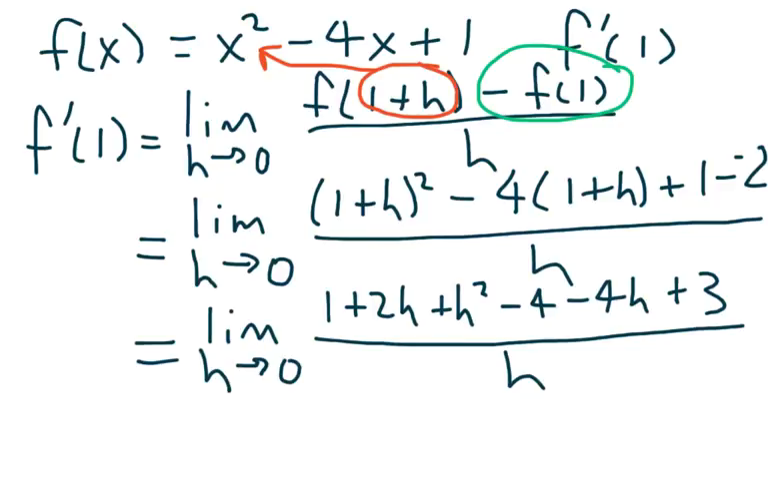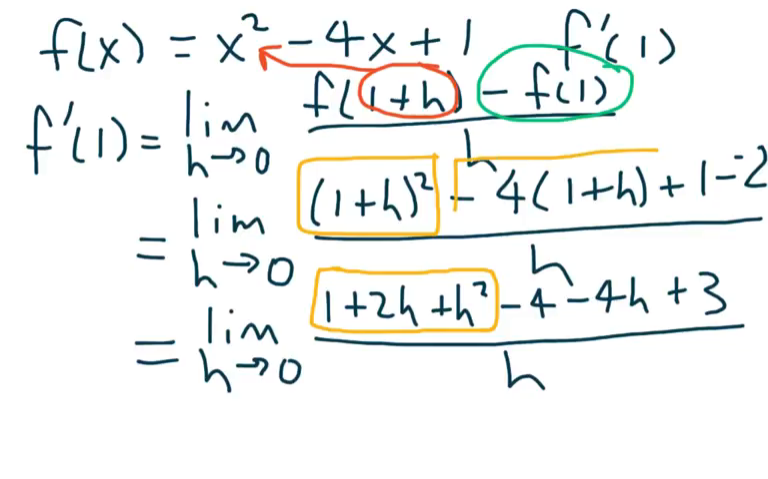Now let's take a moment to make sure we saw where all of this came from. The 1 plus h in parentheses squared is now 1 plus 2h plus h squared. The minus 4 times 1 plus h is now minus 4 minus 4h. And the plus 1 minus negative 2 is now the plus 3.